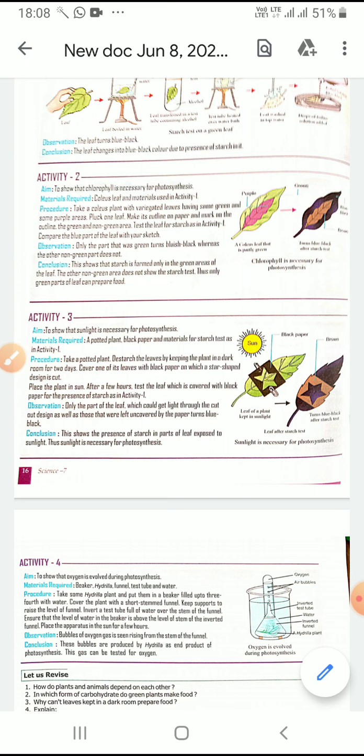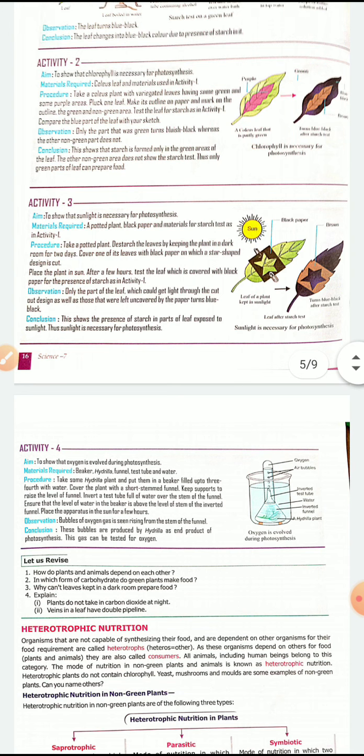Move on to activity number 3. The aim of activity number 3 is to show that sunlight is important for photosynthesis. We already know that whenever photosynthesis occurs, it occurs in the presence of sunlight. At night, no photosynthesis occurs. Raat mein there is no photosynthesis. But how will you prove it?